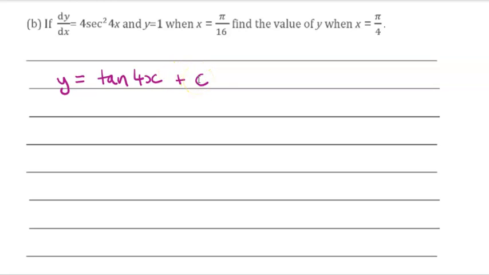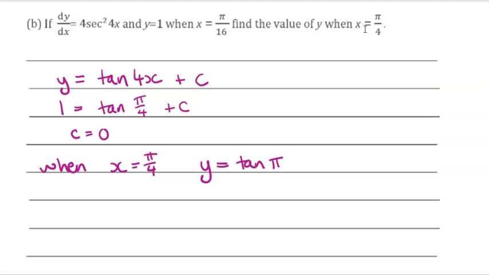And then plus c. Substitute in the values to work out what c is. That's from the question up here. And that means that c is 0. So now when x is a quarter, we can work out that y is equal to tan pi, which is equal to 0.